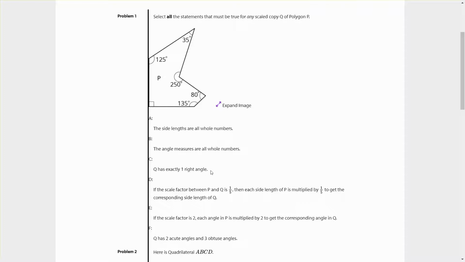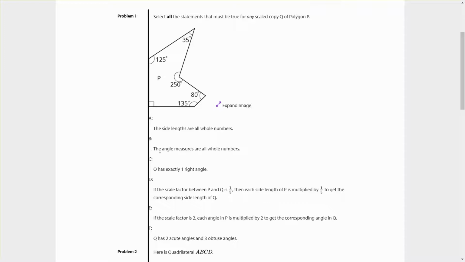Does Q have to be a right angle? Well, Q has exactly 1 right angle. Well, the answer to this case is actually yes, this is true. Because again, based on the fact that the original shape has a right angle, that means that any scale copy of this shape will also have that same right angle.